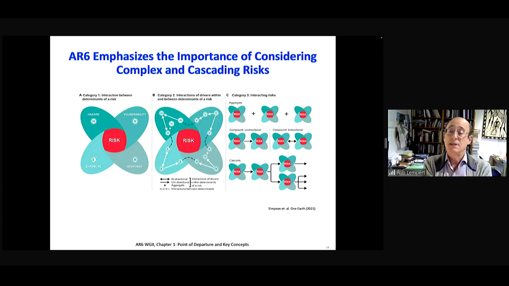So we've increased the components of risk, and then there is this idea that risks compound and cascade, so that the climate risk that we experience is not any one of the individual ones, but the combinations of a variety of different risk factors. And so this again is something that's going to be very important to decision makers.